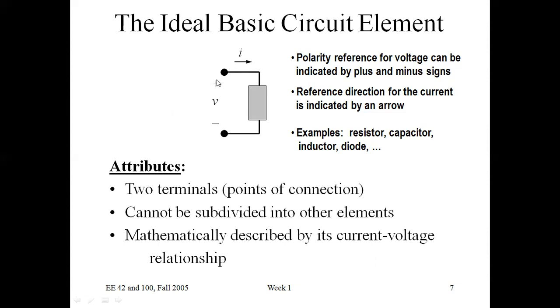So the two terminals, the points of connection, are there. This is a terminal. This is any component. It could be a diode or a resistor. It has two terminals, and across these two terminals we have to give the voltage. So it cannot be subdivided into other elements. Mathematically, it is described by its current-voltage relationship.